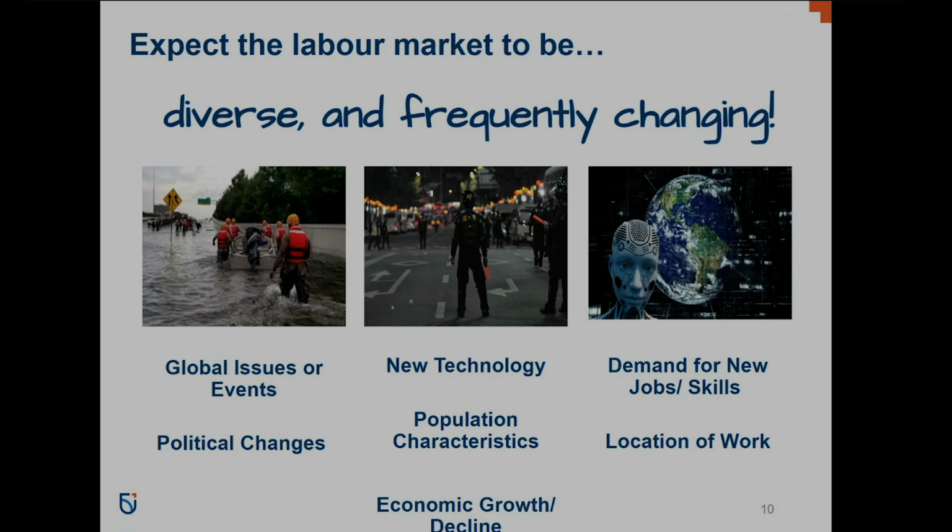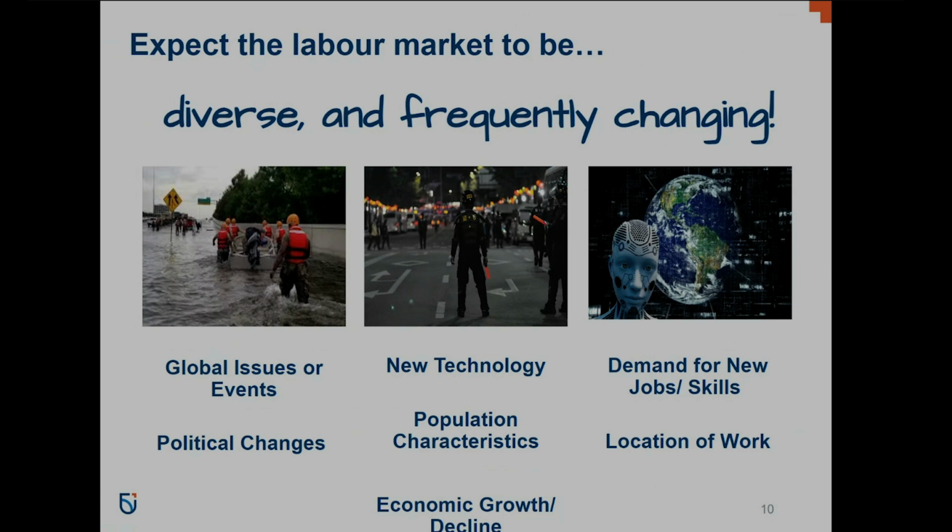New technology such as AI can really change the demand in terms of the labor market. As a result of AI, there's been a demand for new jobs and skills. Same with factories and industry switching over to automation, which is also a form of AI. There's a huge demand to service and keep these automated systems running. Political changes can affect the labor market, as can population characteristics.